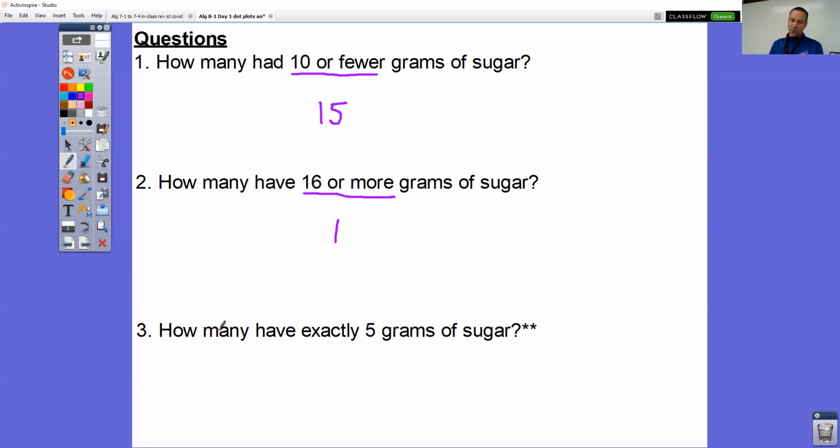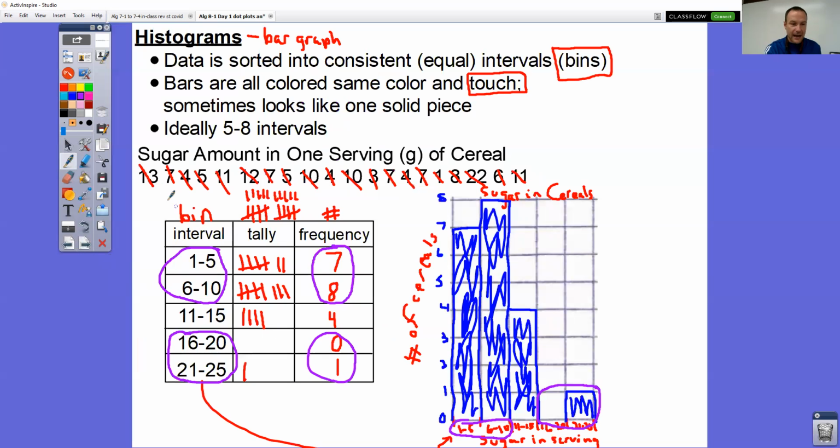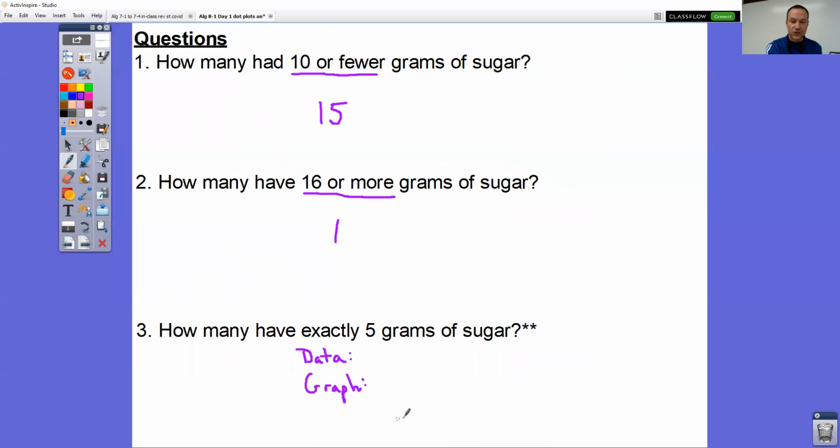Now, this last question is a little bit weird. It depends on what they're having you look at. Sometimes they will be very specific. How many have exactly 5 grams of sugar? From the data, we can look and see exactly how many. If I look back at my data, I see a 5 here, I see a 5 here, and that's it. So I know that there are 2 boxes of cereal that have exactly 5. I can tell that from the actual raw data.